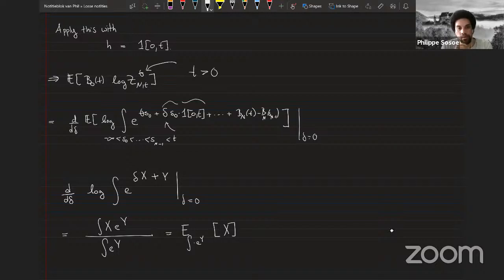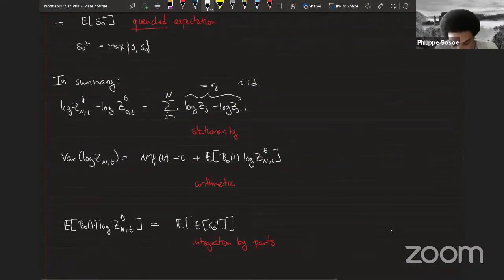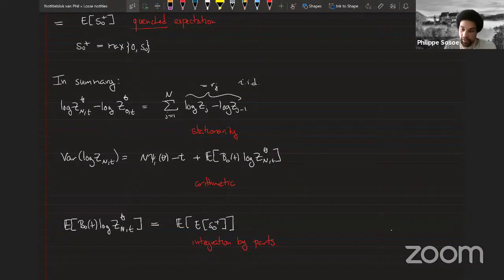But this distinction between S0 and S0 plus will be important, because if you just had S0 there, the result would be wrong, but also things would be much easier.